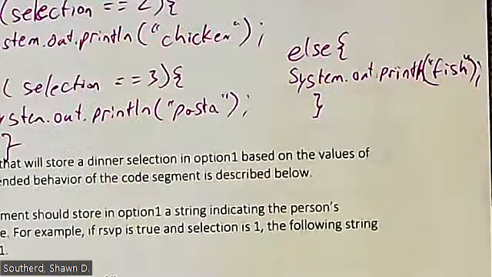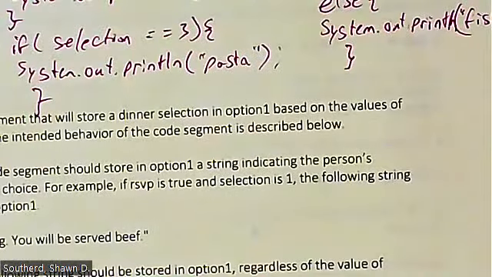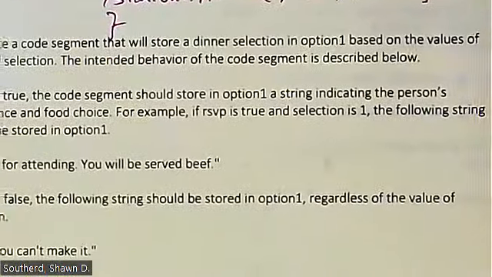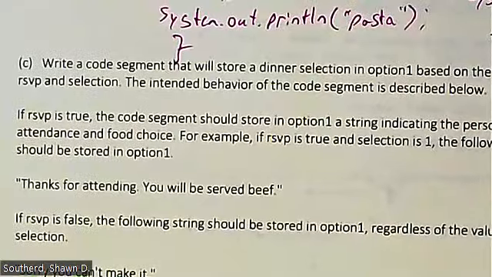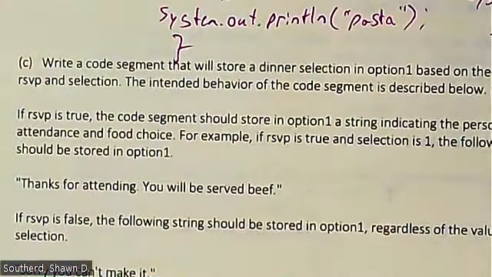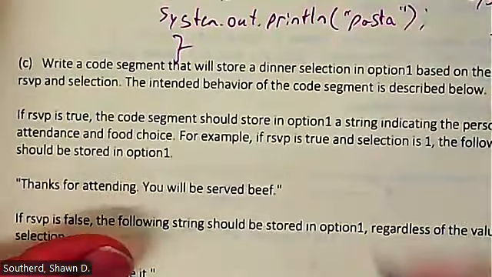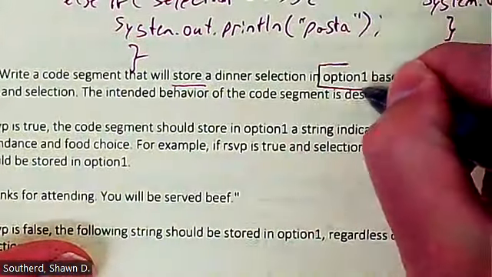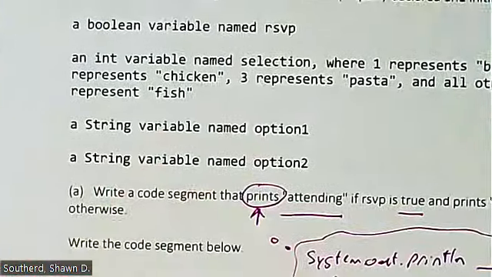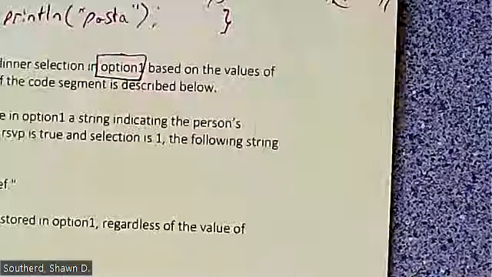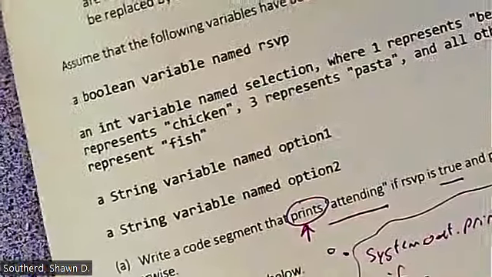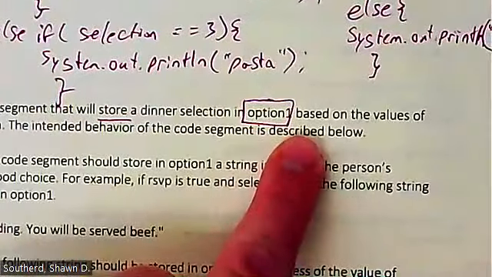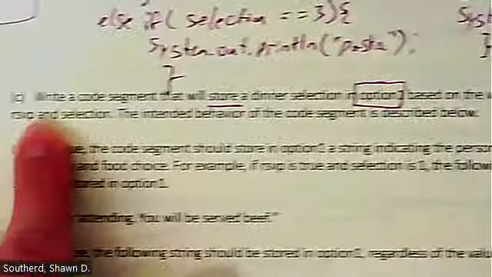Okay, part C. I didn't leave enough room, so I apologize. They had a lot to write in here on the College Board. This one, we're going to store a dinner selection in option1. That is an actual variable. If you remember on page 1, they had two variables, option1 and option2, listed. They were string variables, yep.